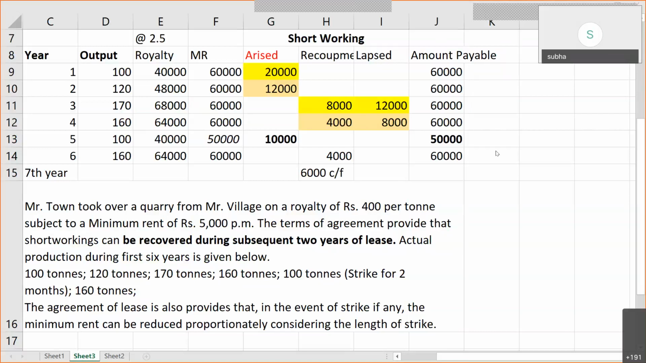Done? Have you taken up the table? Yes, sir. Okay. Shall we proceed to the next question? Next question, I am not going to speak at all. You can do the table by yourself by reading the question.